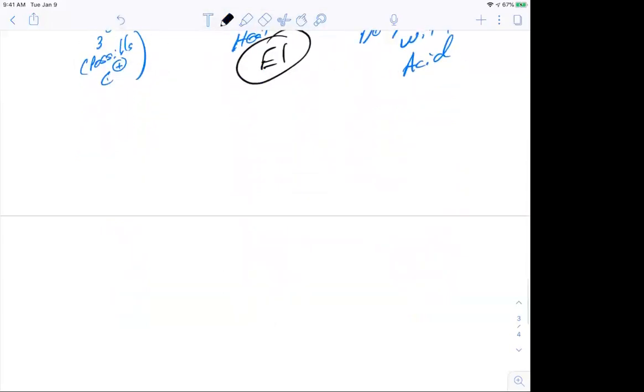We can also determine E1 and E2 from the products. And we looked at this one.